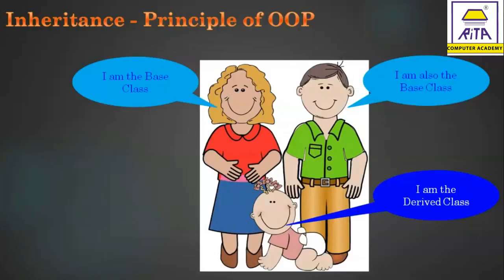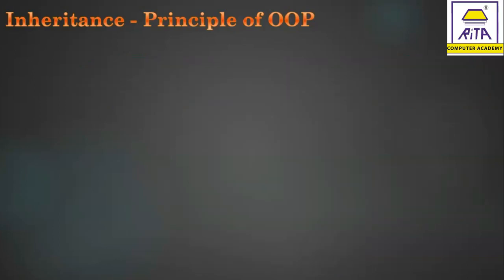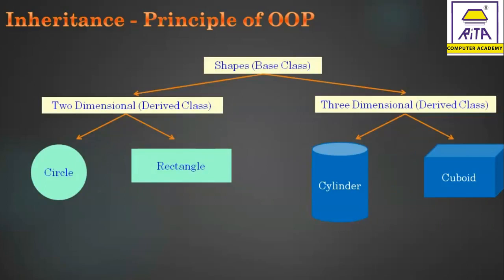Let's take an example. In this given illustration, shapes is the base class, whose properties, that means the data members and the method members, are shared by these two derived classes, 2-dimensional and 3-dimensional, in order to calculate perimeter, area, etc. of different shapes. So this is the essence of inheritance, in which the features of the parent class or the super or the base class can be reused inside the derived classes in order to perform some other task.